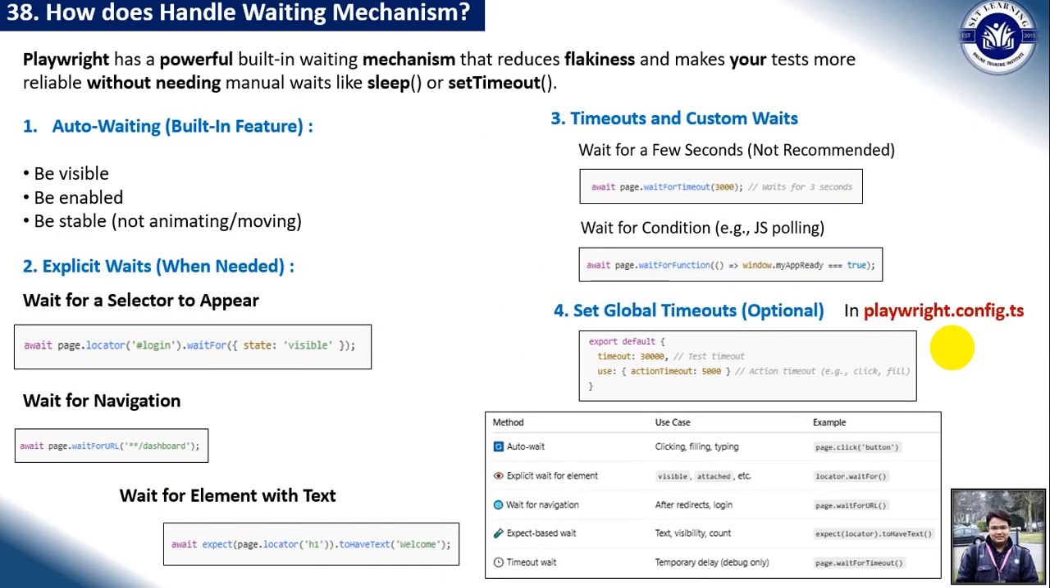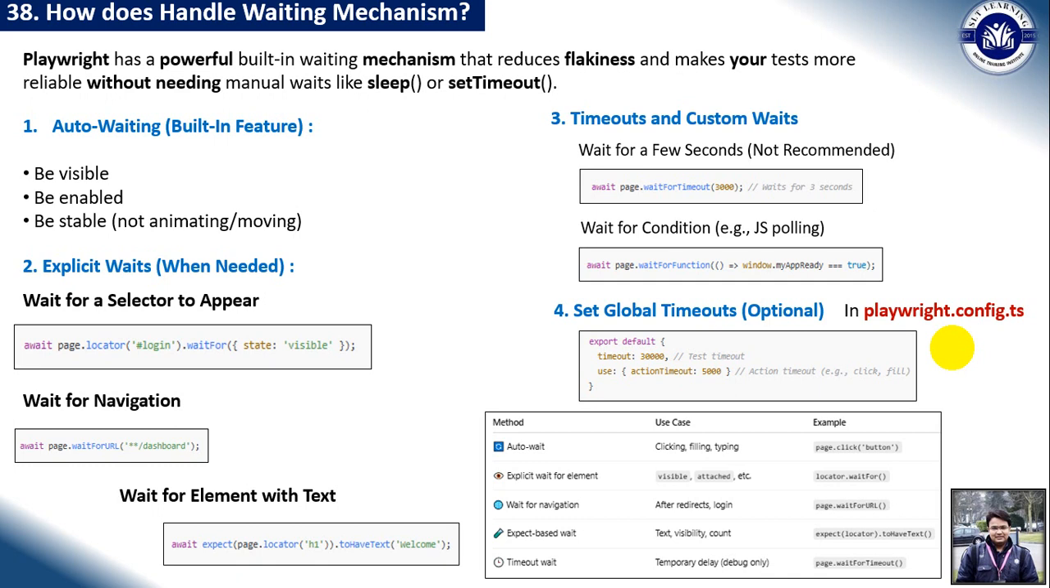How do you handle the waiting mechanism? First thing, we have auto-wait for a couple of actions in Playwright. So this is the inbuilt thing. You no need to worry, as a few conditions are automatically waited for: element to be visible, to be enabled and to be stable. So these three things are auto-waited in Playwright, so you no need to worry.